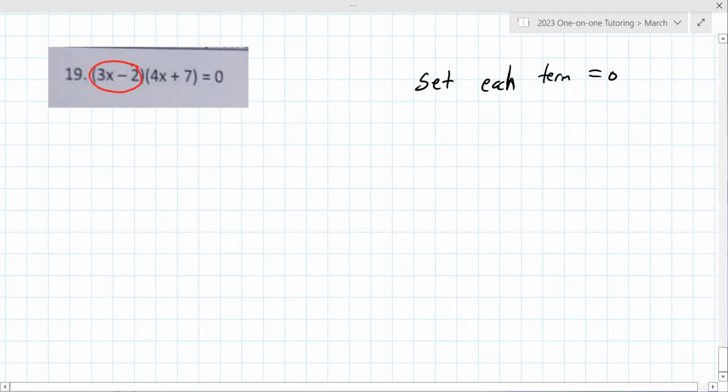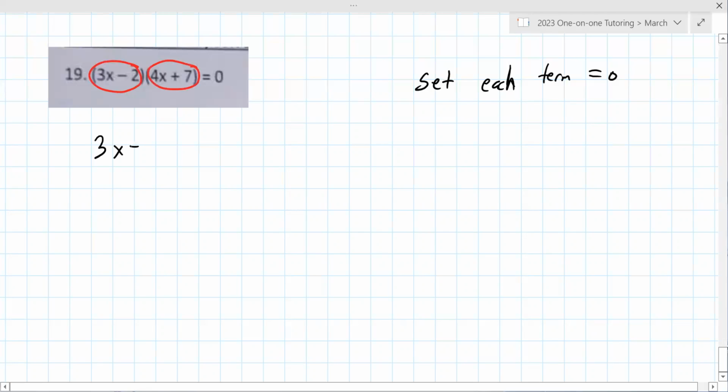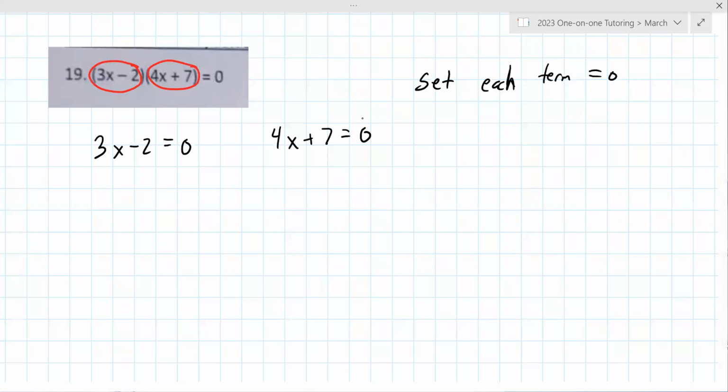Like this is a term that's circled in red. This is a term circled in red. It's got an x in it. So it's 3x minus 2 equals 0, and 4x plus 7 equals 0. And then it's just getting x by itself. Could you try solving those for us, please?